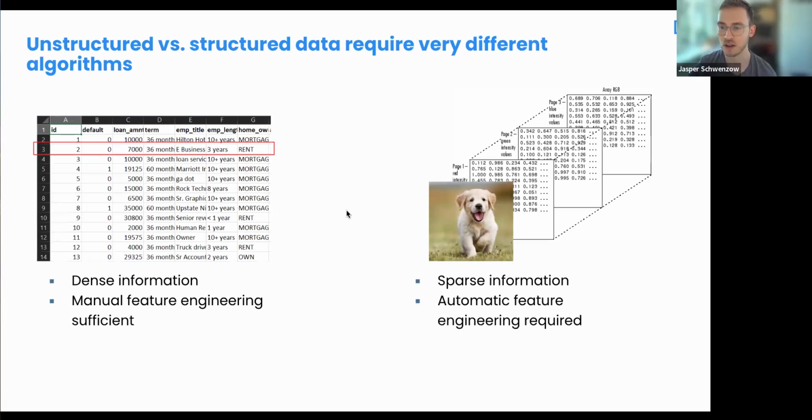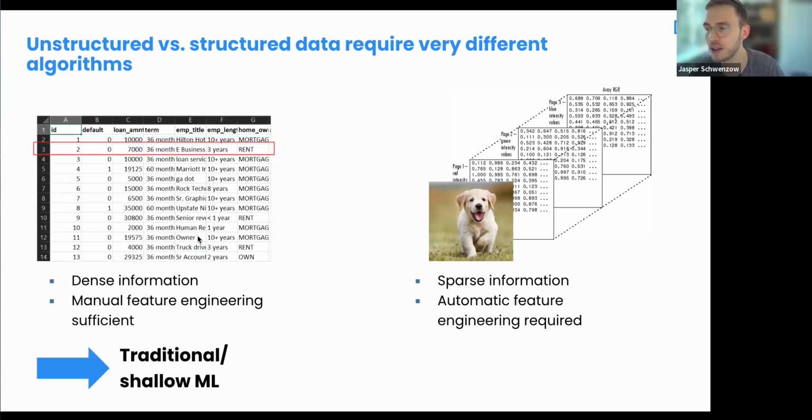Now compare this to the right. How much does any individual pixel tell you about this image being about a dog? Well, probably almost nothing, right? You can't select any pixel in this image to tell you that this is a dog or not. There's basically no information whatsoever in any individual data point. And similarly, just by manually combining different pixels, you're also not going to find out anything about this image. So you have to rely on automatic feature engineering. And that's the overall tension that we have between structured and unstructured data.